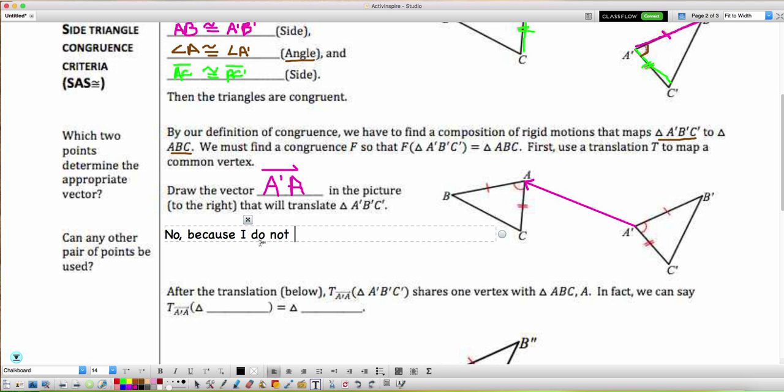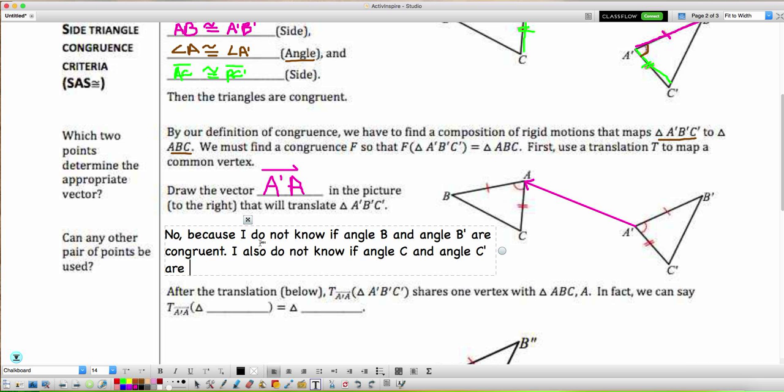because I do not know if angle B and angle B prime are congruent. I also do not know if angle C and angle C prime are congruent. Therefore, I can only use angle A and A prime. Angles A and A prime.